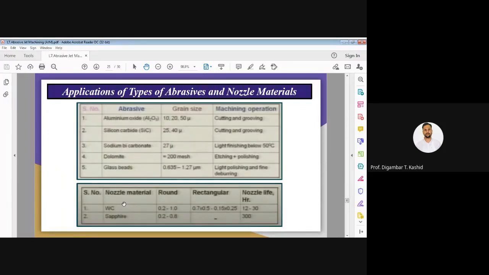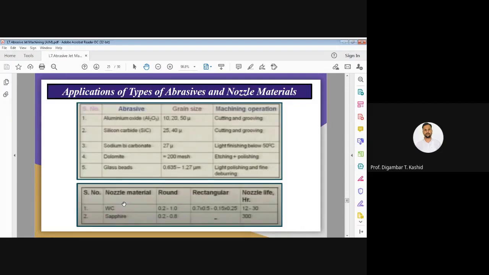If your nozzle is round, then the diameter of your nozzle you can keep at 0.2 to 1 mm. If it is made of tungsten carbide, then 0.2 to 1 mm, and if it is made of sapphire, then you can use 0.2 to 0.8.